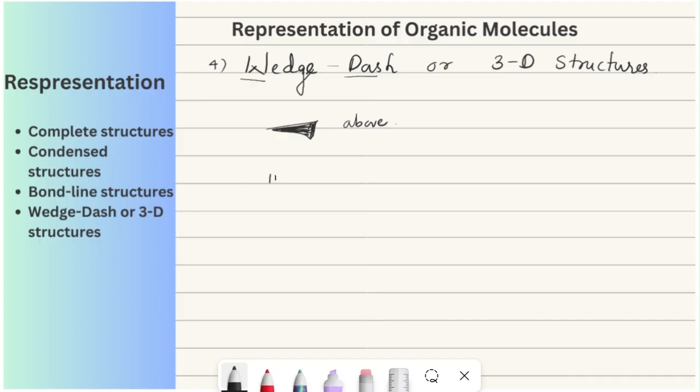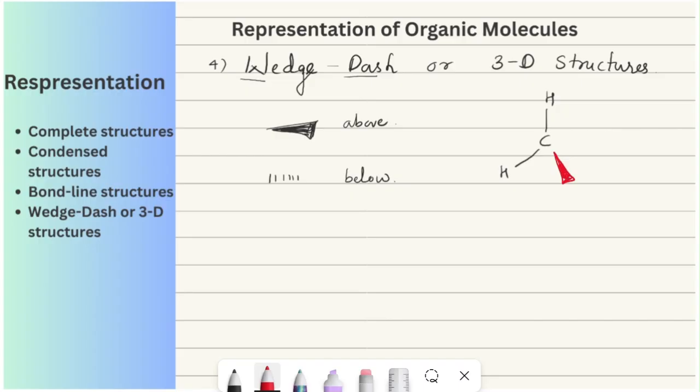The dashed wedge, something like this, right? This is used to depict the bond projecting out of the plane of the paper and away from the observer. That means below the plane. Let's take the example of the methane molecule. In methane, the carbon is sp3 hybridized. Therefore, it is tetrahedral. In a tetrahedral molecule, two bonds will be in the plane, right? So these two hydrogens are in the plane and one is above the plane.